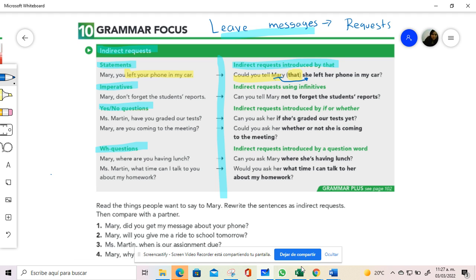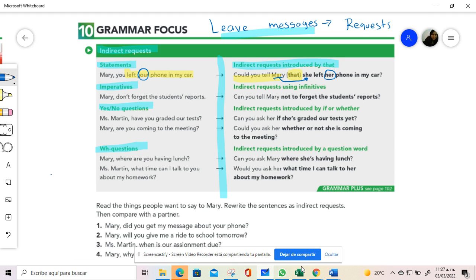It is important to change the possessive adjectives when we need to talk about another person. This is your phone, Mary. You left your phone in my car, and the message: could you tell Mary that she left her phone in my car? And as I mentioned, that is optional.